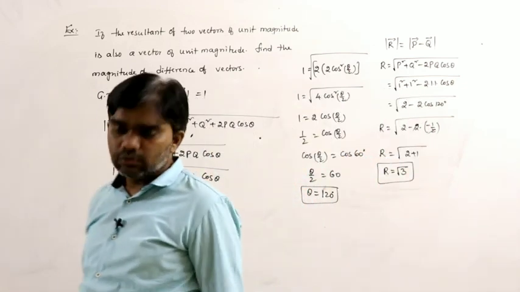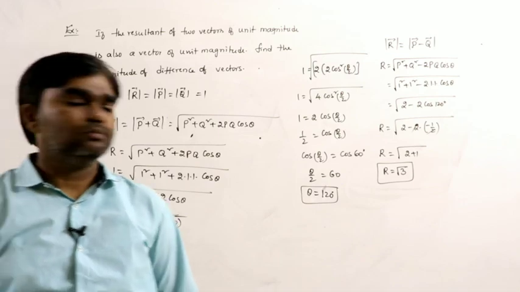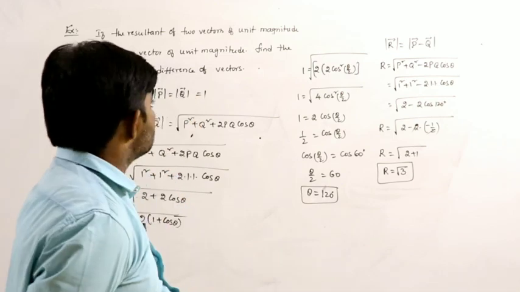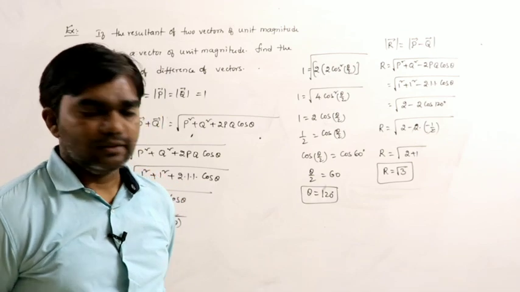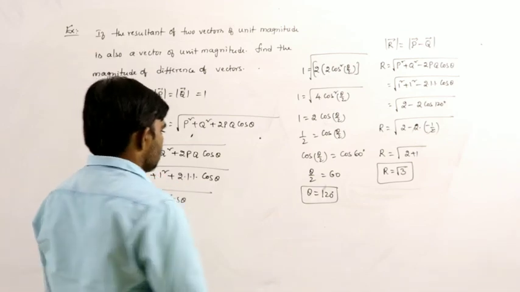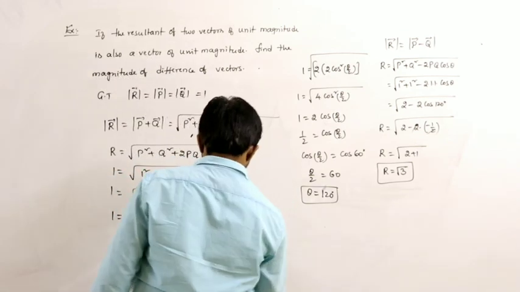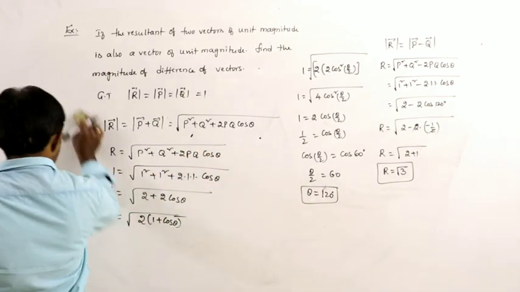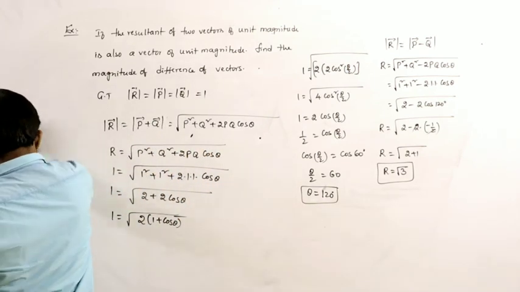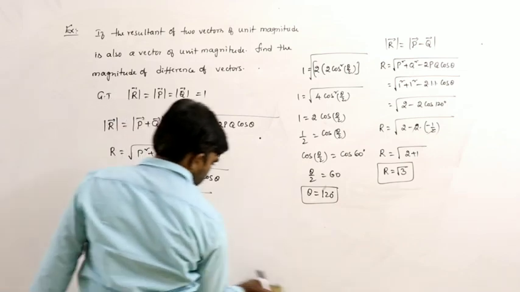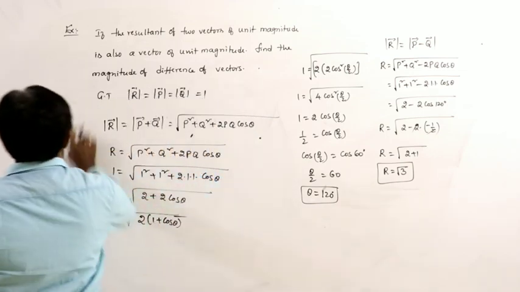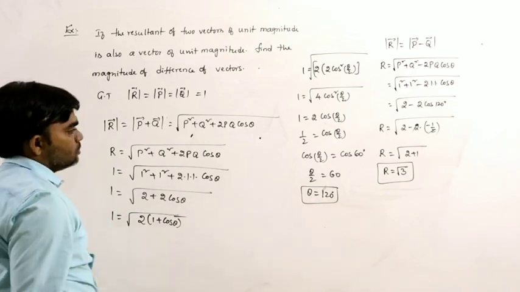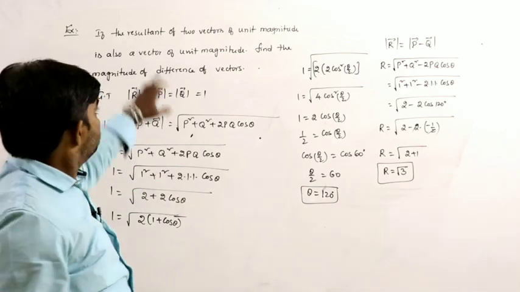R is equal to root 3. That is the value. So this is the resultant. That is the resultant. Now, so this is a way to do the problem.